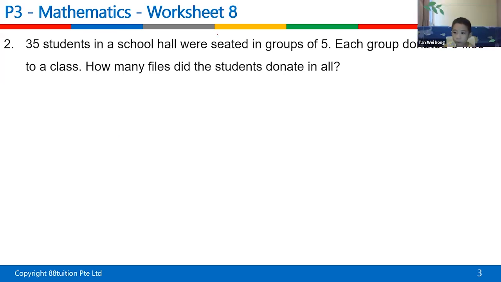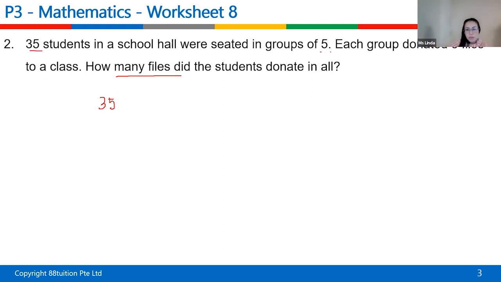35 students in a school hall are seated in groups of 5. Yeah, so what do you do? Each group donates 5 files. How many files do the students donate in all? So they want how many files? I might have to divide first. Okay, 35 divided by 5 at first.